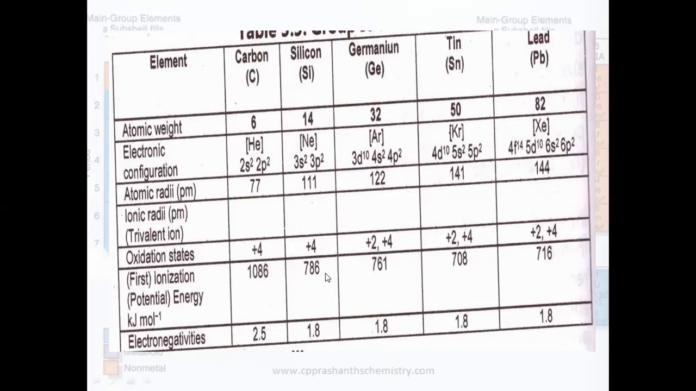Ionization potential goes on decreasing, because as the size increases, very little energy is required to remove an electron from such a large atom. Now electronegativity values again go on decreasing as we go from carbon to lead.